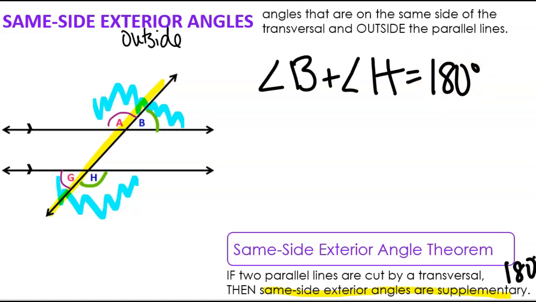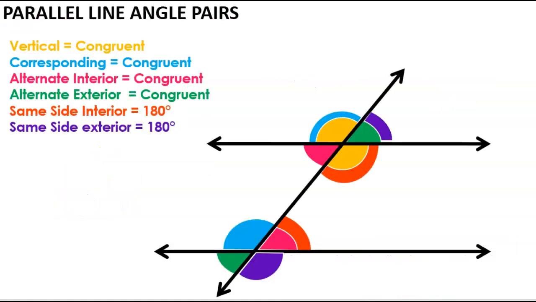Okay. Here is a great visual, okay? We have talked about vertical angles. Now, vertical angles are the only ones that are located at the same intersection, and they're the yellow ones right here. All the other angle pairs are at separate intersections. So here's a picture that shows you, color-coded, the different types, and it also lists for you who's congruent and who's 180.